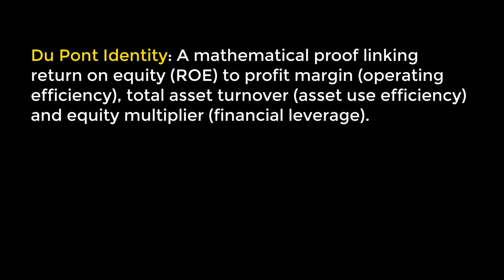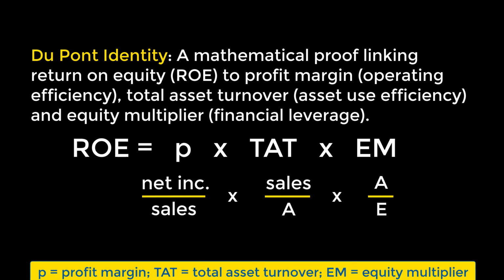The DuPont identity is actually just a mathematical proof demonstrating the relationship between return on equity and its constituent parts, which are profit margin times total asset turnover times equity multiplier. We won't worry about how this equation was derived, but it is important to understand what it tells us.